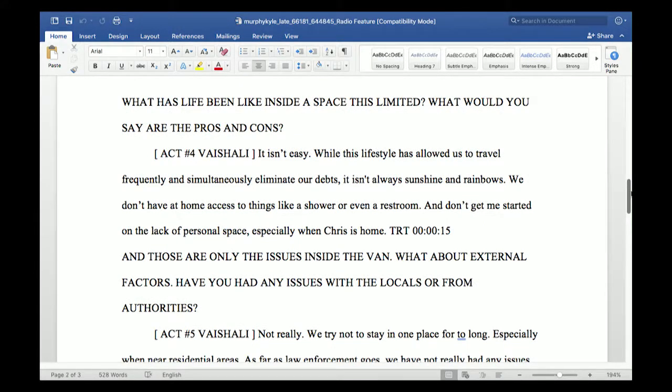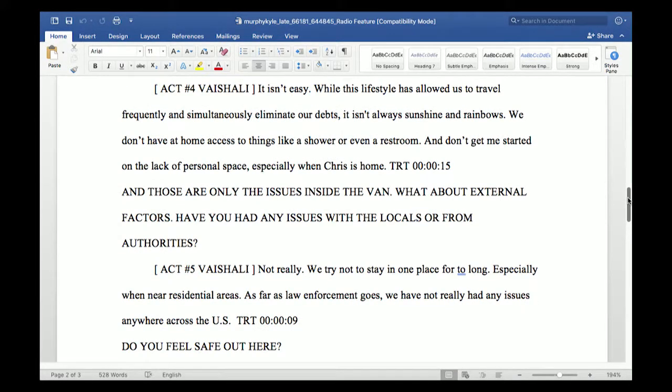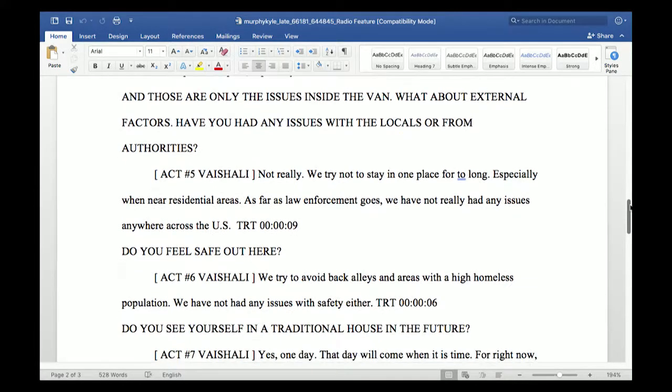What has life been like inside a space this limited? What would you say are the pros and cons? It isn't easy. While this lifestyle has allowed us to travel frequently and simultaneously eliminate our debts, it isn't always sunshine and rainbows. We don't have at-home access to things like a shower or even a restroom. And don't get me started on the lack of personal space, especially when Chris is at home. And those are only issues inside the van.